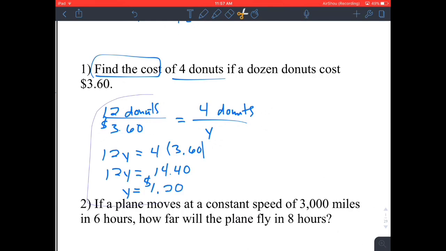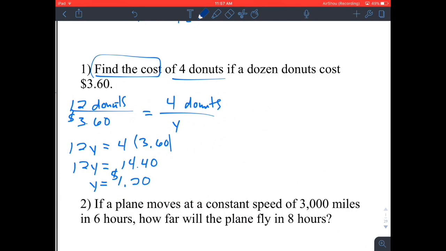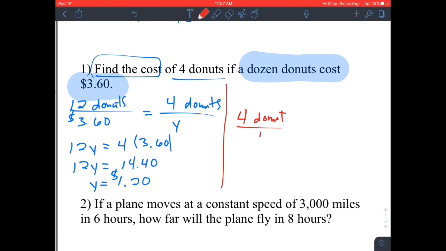Another way to do it is using a rate, and those chemistry-like conversions we did in a previous lesson. So if you look at the rate, it says a dozen donuts is $3.60. We're supposed to find the cost of 4 donuts. So we are essentially going to take 4 donuts, you can write it as a fraction if you want.